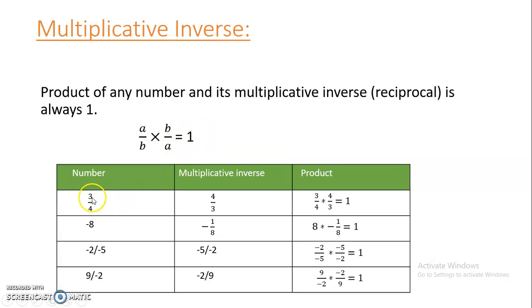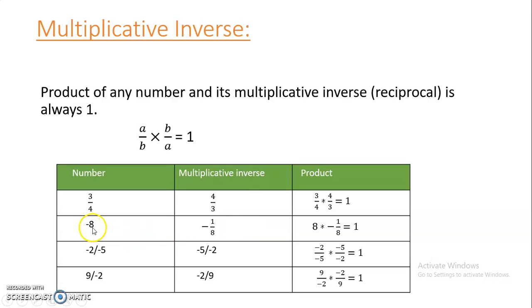For example, 3 by 4. The reciprocal of 3 by 4 is 4 by 3. The reciprocal or multiplicative inverse of 3 by 4 is 4 by 3, and when we take the product of these two, the answer is going to be 1. The 4 in the denominator cancels with the 4 in the numerator, and the 3 in the numerator cancels with the denominator. Overall the answer is going to be 1.